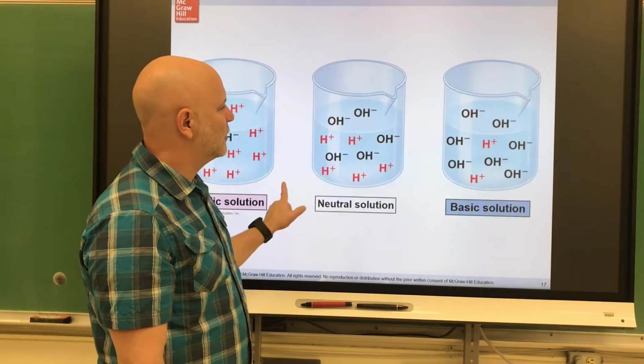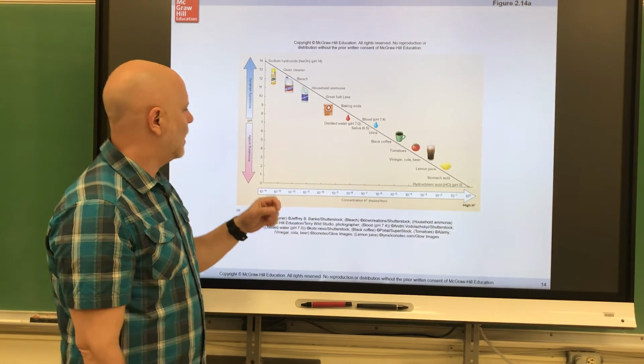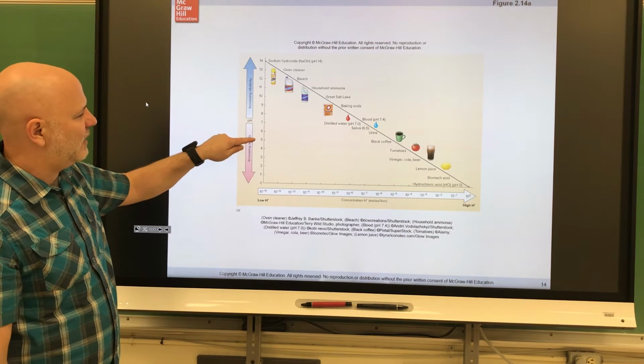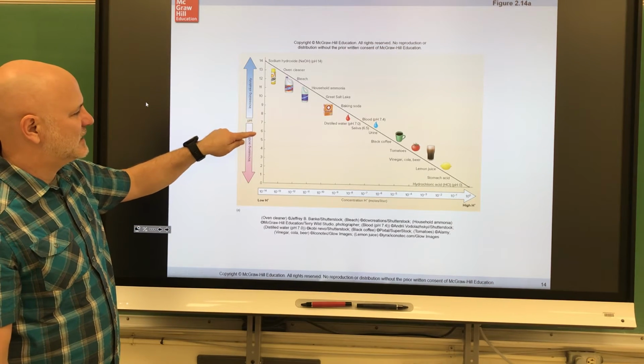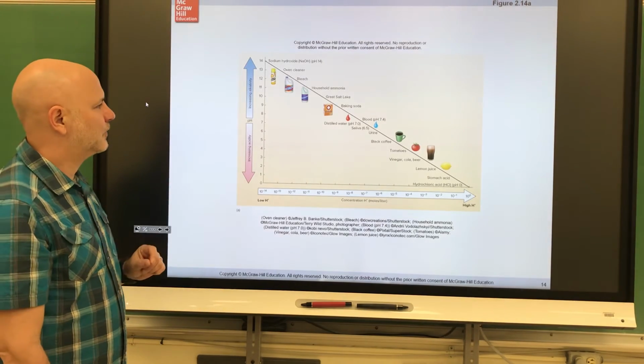In fact, this goes by orders of magnitude, all right? So 4 is 10 times more acidic than 5, 5 is 10 times more acidic than 6, so 4 is 100 times more acidic than 6, and so on, all right?